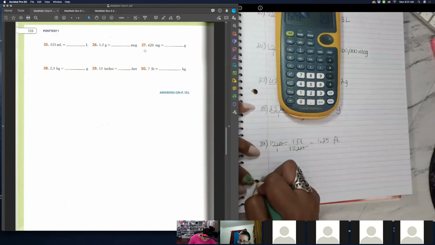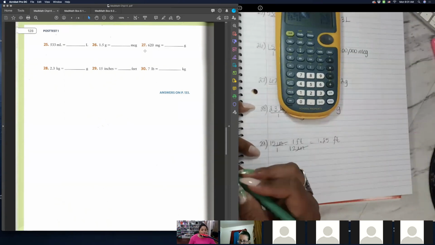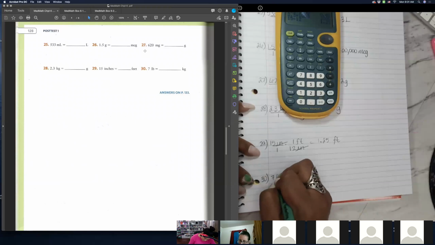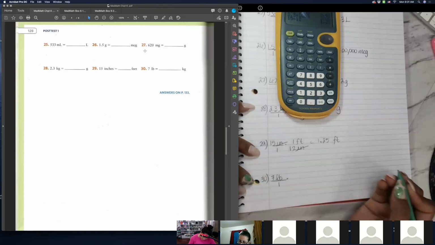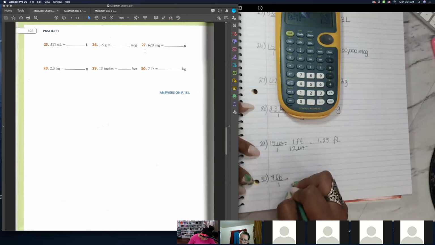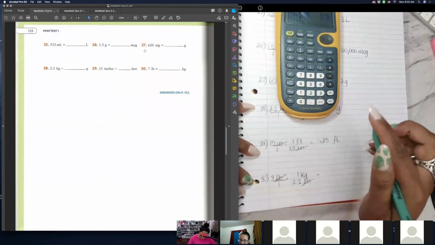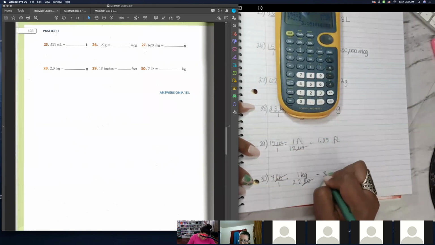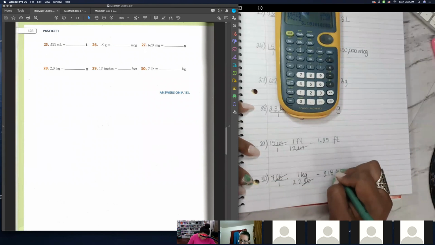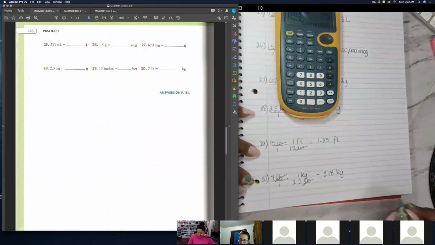And 30 is 7 pounds converted to kilograms. So there's 2.2 pounds to 1 kilogram. Our unit cancels. And I just need to take 7 divided by 2.2. That's going to give me 3.18. And again, I'm just keeping 2 decimal places for right now. 3.18 kilograms.